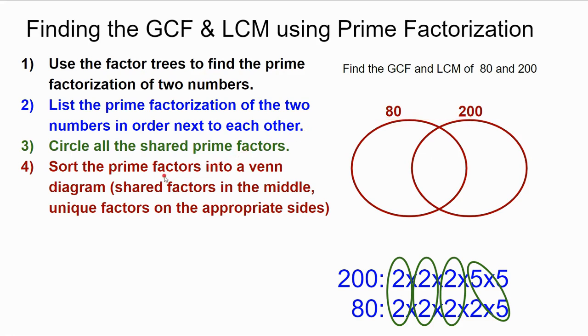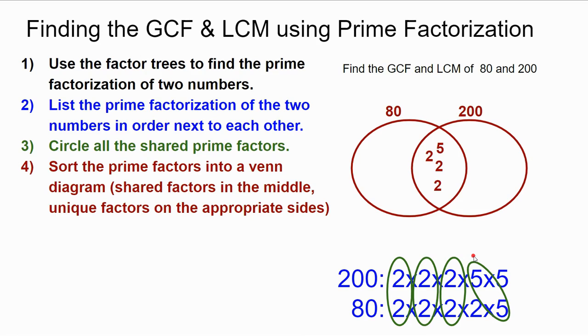Okay, so now how do I use it? Let's go back to our direction here. Shared factors in the middle. So notice, what do they share? They share three 2s and a 5. So look at what I circled. There's a first 2 they have in common. There's a second 2 that they have in common. There's a third 2 they have in common. And there's a 5 that they have in common.